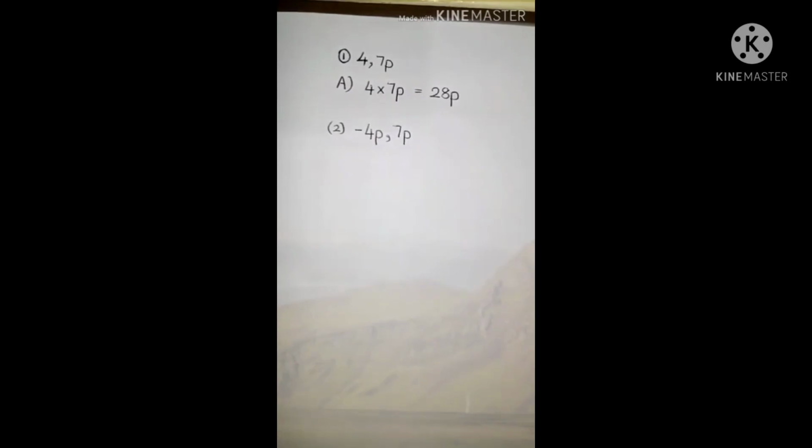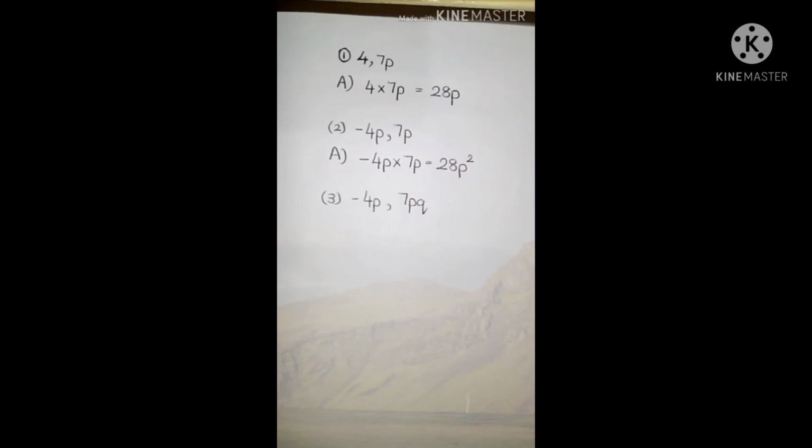Next question is minus 4p and 7p. Which are the numbers that you can see here? It is minus 4 and 7. Multiply both. Minus 4 into 7 is minus 28. Now, what are the variables? p and p. p into p, p square.